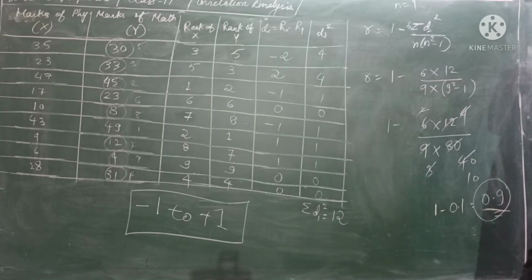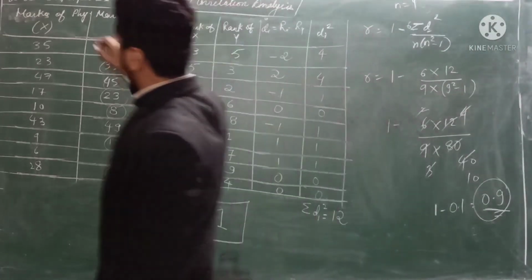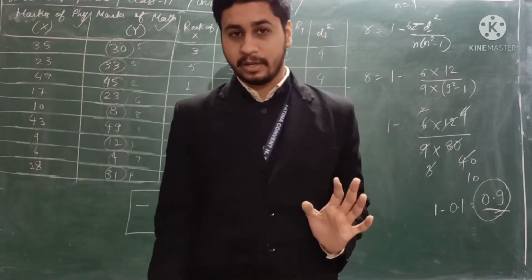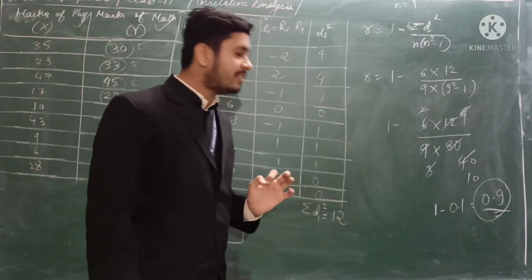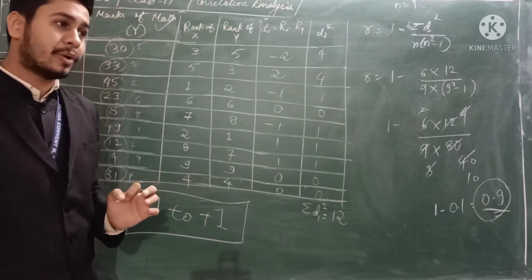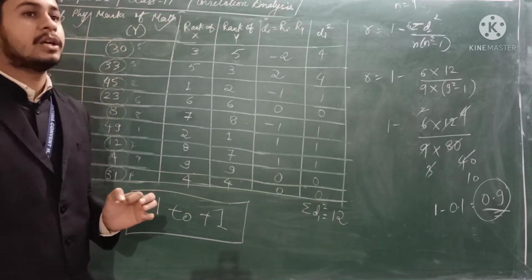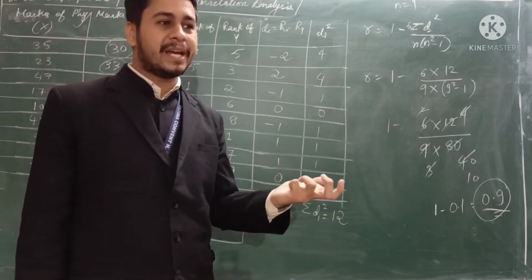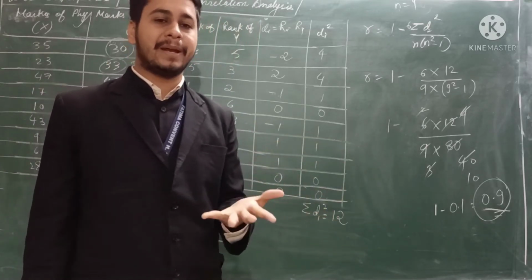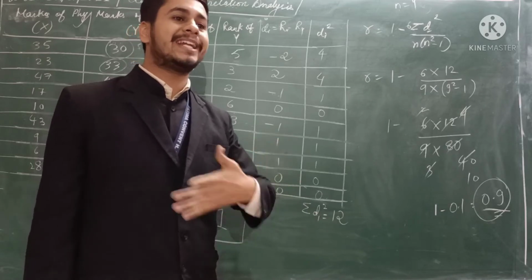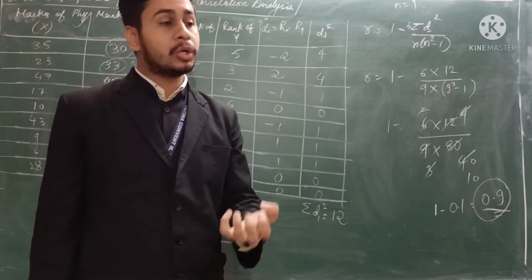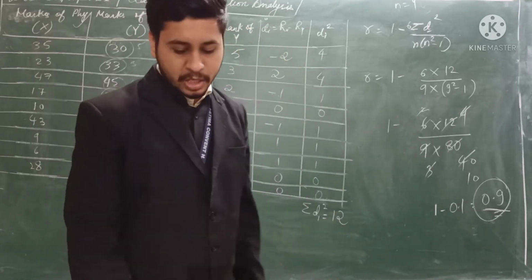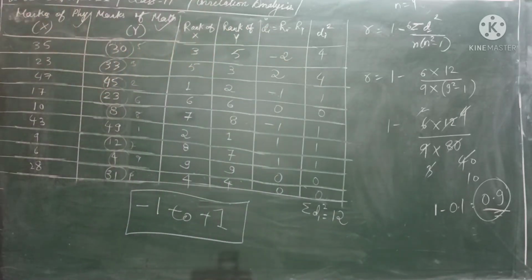Now how can you interpret this result? 0.9. What does the 0.9 say? That the marks of physics and the marks of mathematics are related. They are definitely related, as you can also understand from studying physics and maths. If your physics is good, maybe at some place your mathematics solutions may help. And if your maths is good, you can easily understand the numericals and derivations of physics. So that is what we found in the correlation.